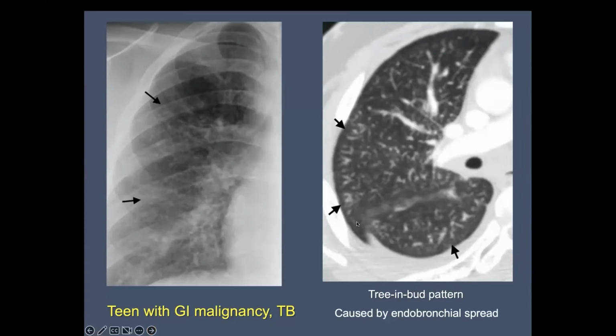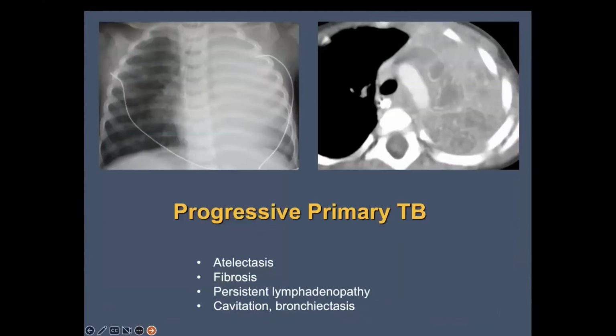This has been termed the tree and bud pattern, which is really characteristic of endobronchial spread in particular, not hematogenous disease. This is also not specific for TB. You can see it with some other conditions, but it is very, very common with endobronchial tuberculosis.